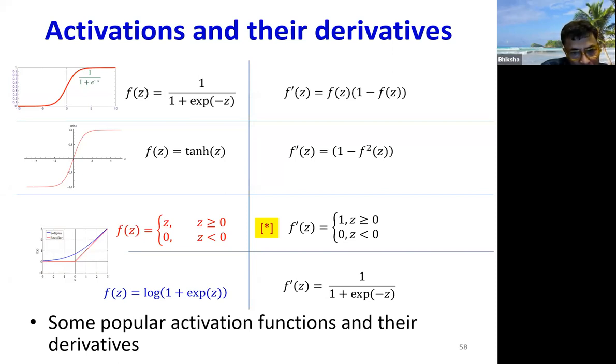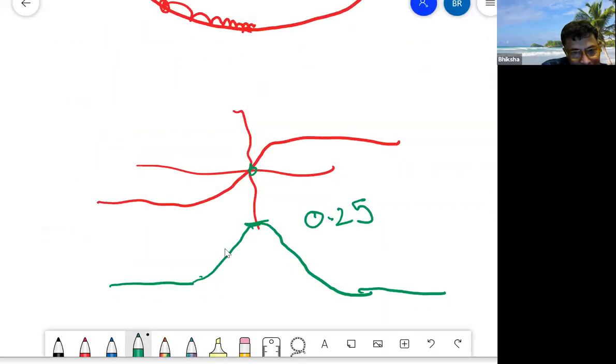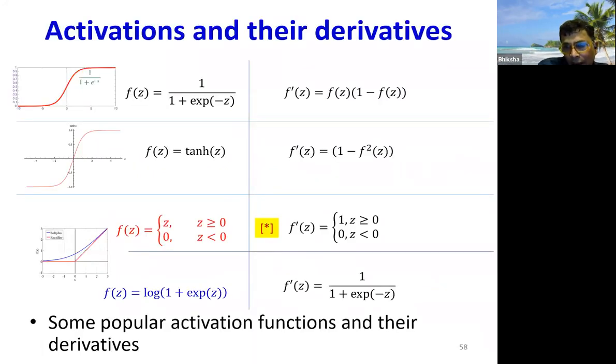And the derivative of the tanh looks just like this, except that at this point, the slope is going to be 1. So this is one of the reasons why many people often prefer a tanh to the sigmoid, because in general, we like the maximum derivative of these activations to be as close to 1 as possible.